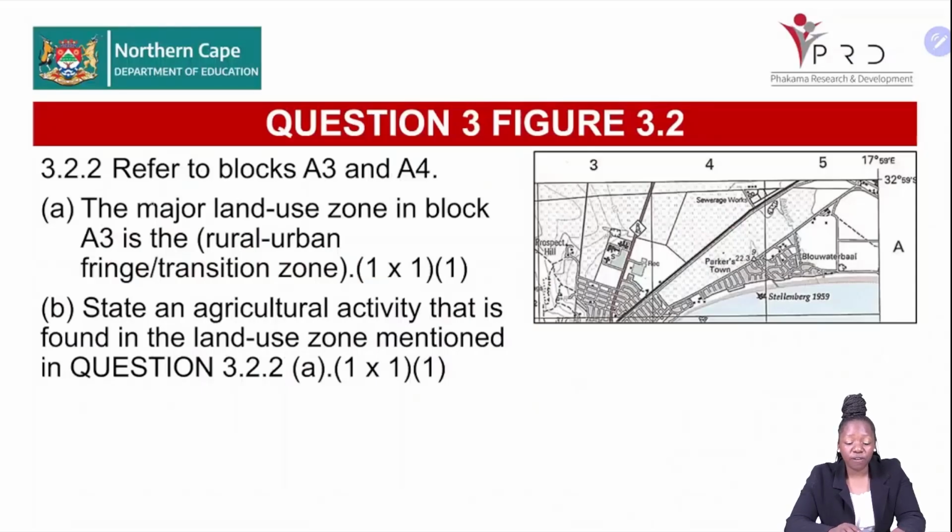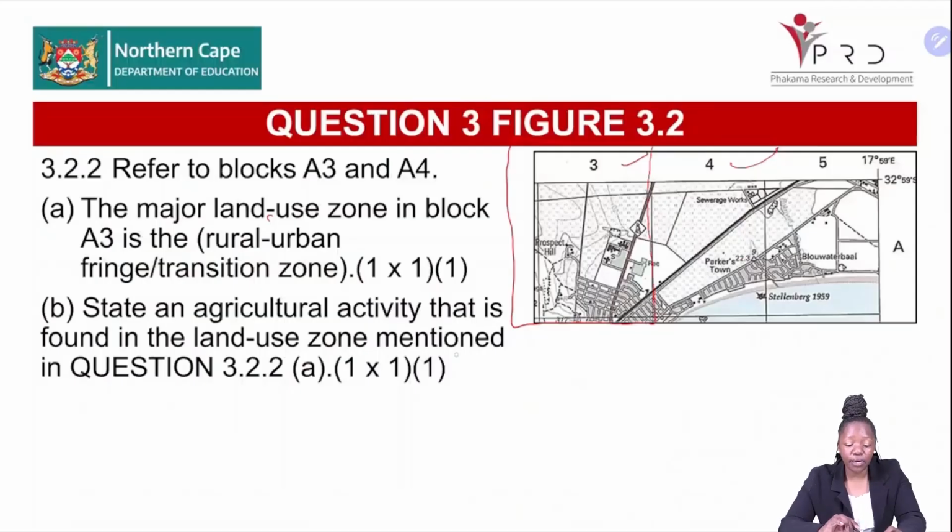3.2.2, you refer to block A3 and A4. So you are given A3 and A4. The major land use zone in block A3 is the rural urban fringe or the transition. So we are looking specifically at this block. Is that a rural urban fringe or a transition zone?